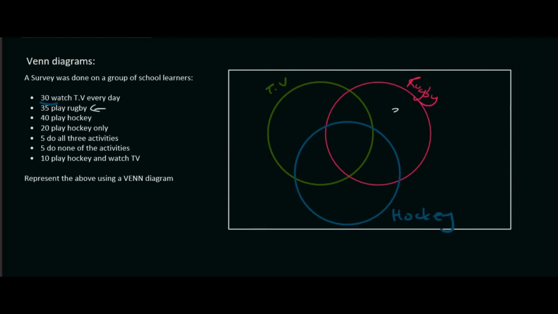Next one, 35 play rugby. That does not mean 35 goes there. We don't know exactly where that 35 goes, because this one plus this one plus this one plus this one should give us 35. So we can't do anything with that just yet. 40 play hockey, we can't do anything.